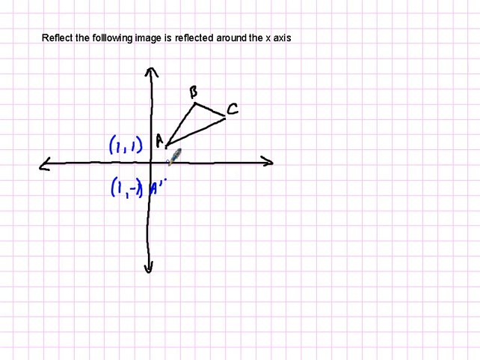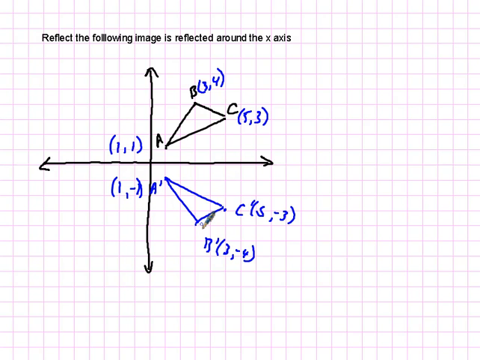This is (3, 4). We're just going to switch. So we get (3, negative 4). That'll be B prime, (3, negative 4). Our y value here is changing. So here we have (5, 3). So C prime is going to be at (5, negative 3). And we get the same image reflected over the x-axis.